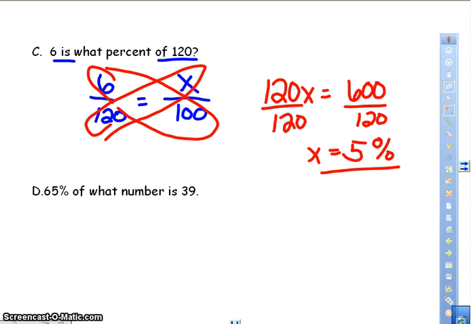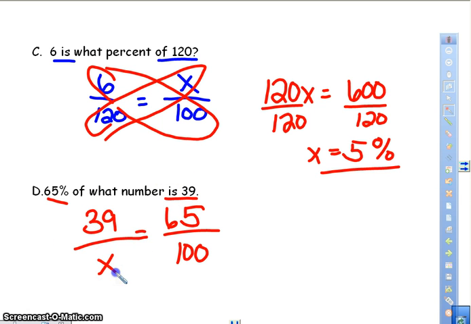Next one, I have 65% of what number is 39. Okay, so I have my percent. We know that because it's the percent sign on it. So I have 65 hundredths of what number is 39. So 39 is the part, and I'm trying to find the whole.